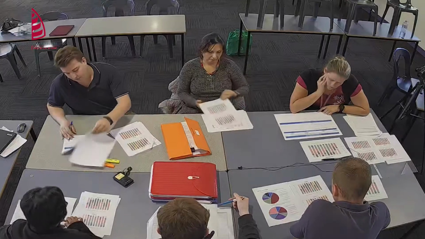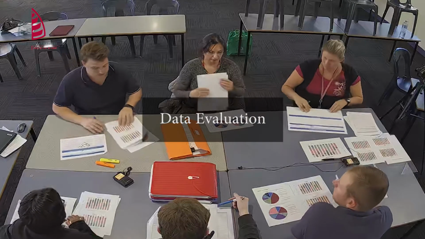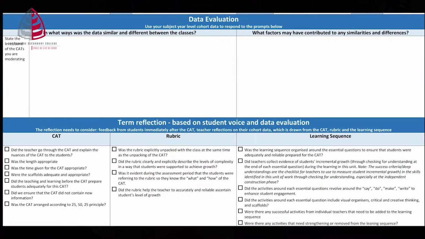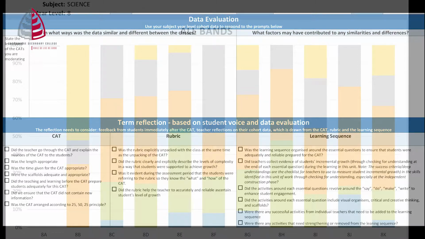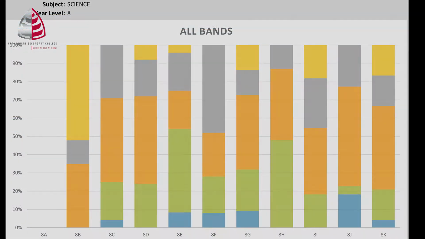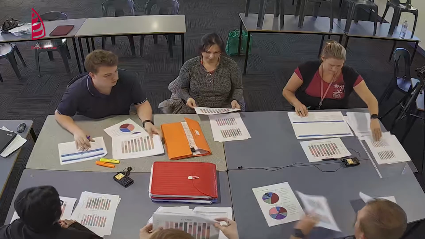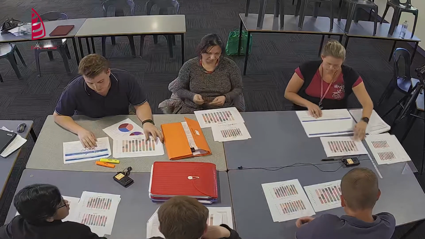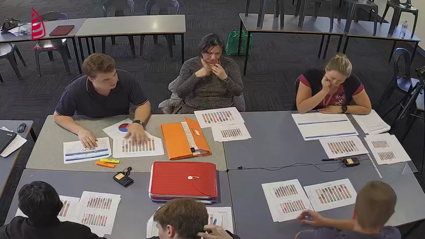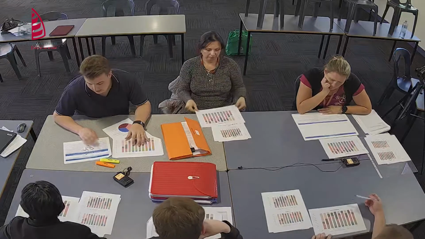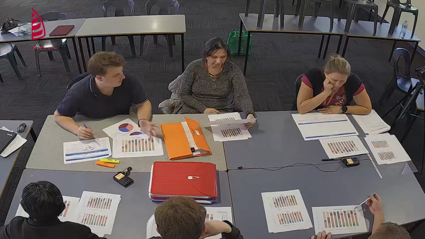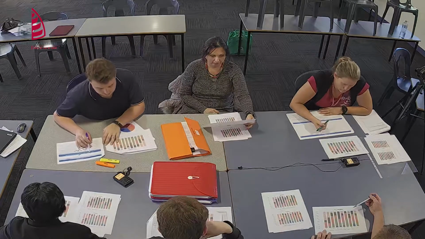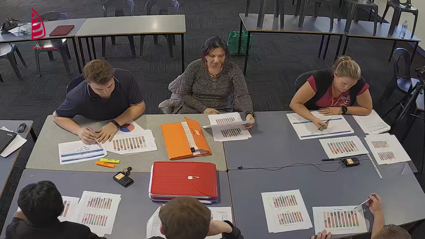So what we're going to do now is go across to the next stage, which is data evaluation, and we're going to have a look at the data for all bands. I think we can keep band 4 and 5 in mind as well. But we're going to look at what is similar between classes and what's different between classes, and see if we can think about any factors that may have contributed to that. So just in regards to this, let's make sure we remain objective.